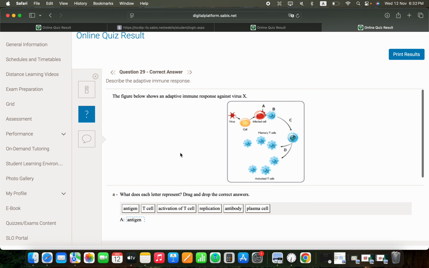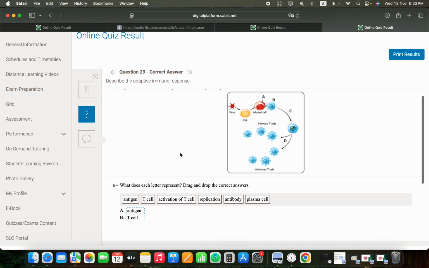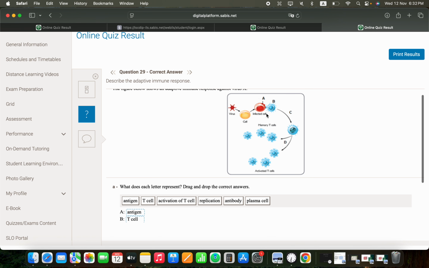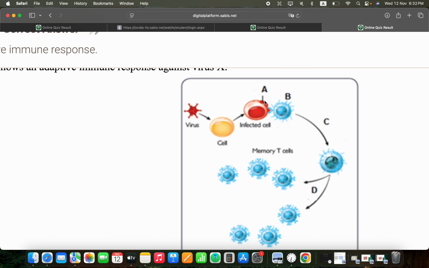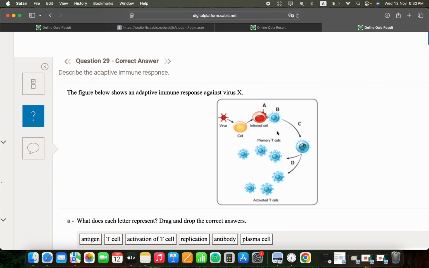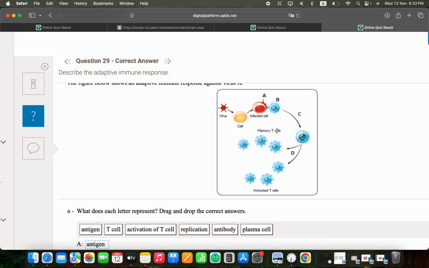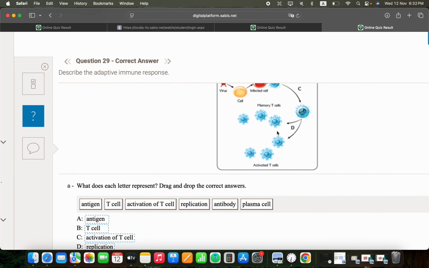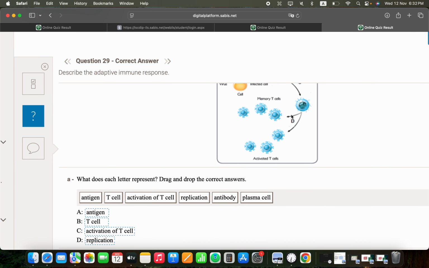Okay, so this question, let's do it. So A here is over here. We have the antigens. B is the T cell. Then we have C over here, and this is the activation of the T cell. And then D, as you can see, it's replication.